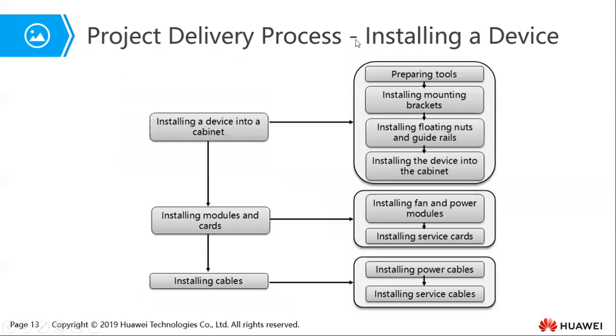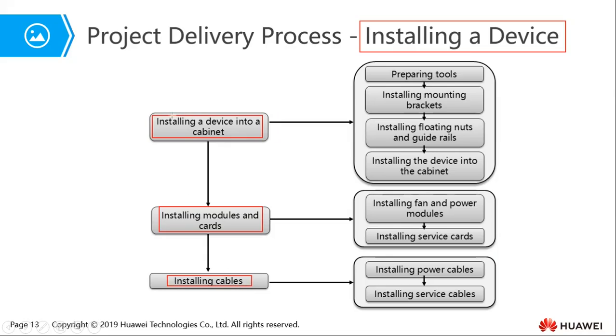So installing a device is the next thing. If everything is okay, the installation environment is okay, and the device that you've received is okay, then you need to go ahead and install the device. This is normally done in 3 major steps. The first one is installing the device into the cabinet. Then you need to install the modules and cards into the device. Then you install the cables.